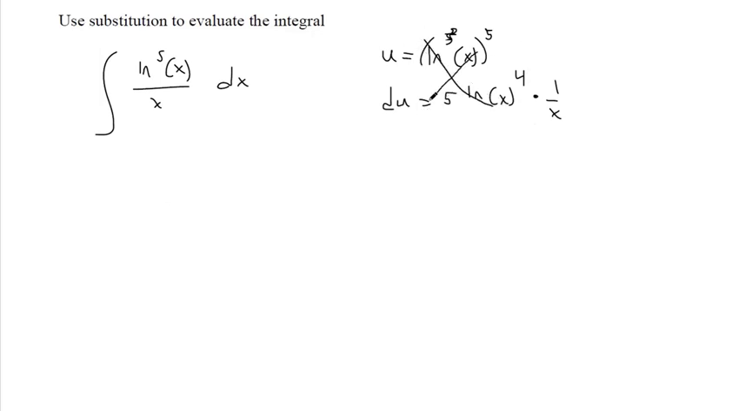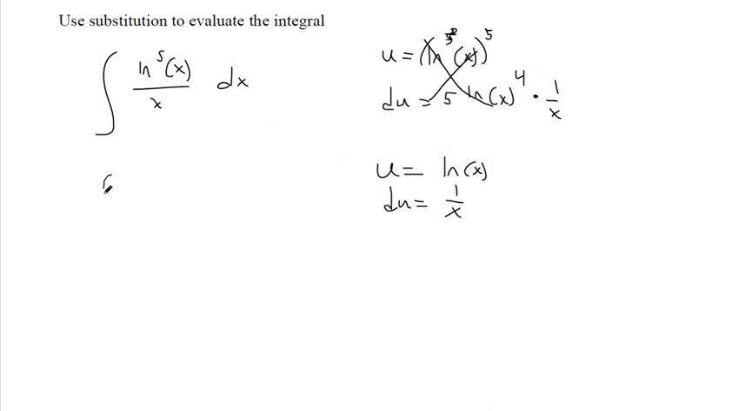Okay. So let's try something simpler. Let's try not natural log to the fifth power. Let's just see if maybe u is supposed to be natural log of x, because the derivative of natural log of x is 1 over x. That's what we've got down here. This is 1 over x, right? So we've got our du.